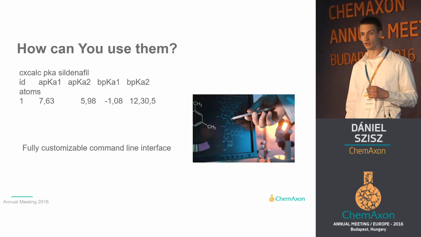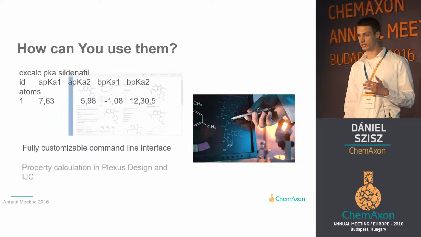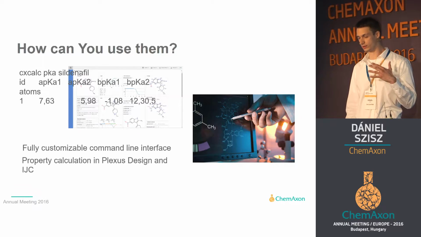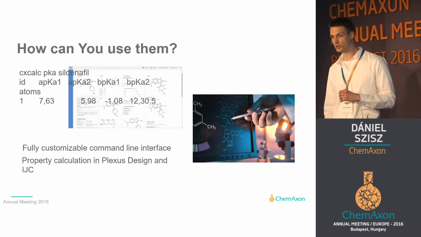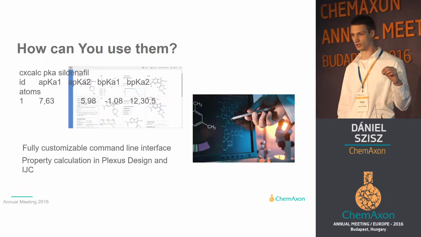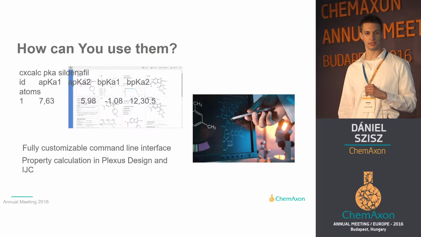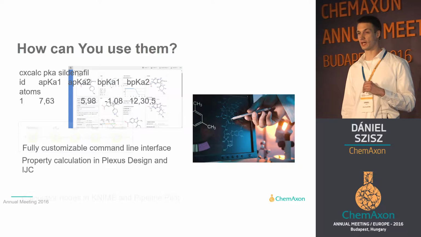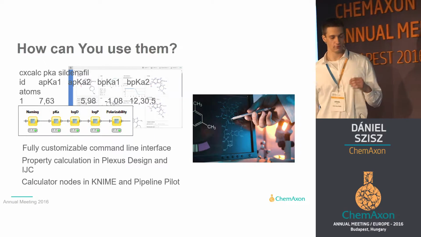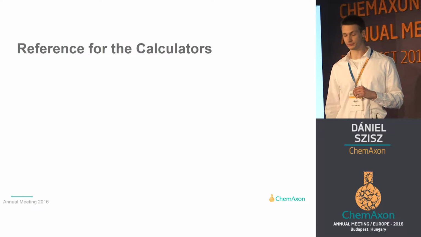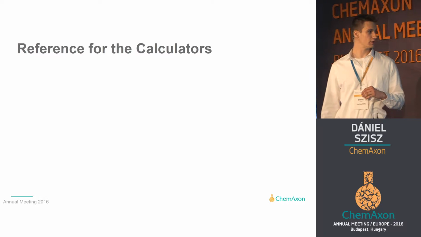So they are available as a command line interface. They are all integrated and available in IGC and now in Plexus Design as well. And you can build a whole calculation workflow in KNIME or Pipeline Pilot using the ChemAxon calculator nodes.